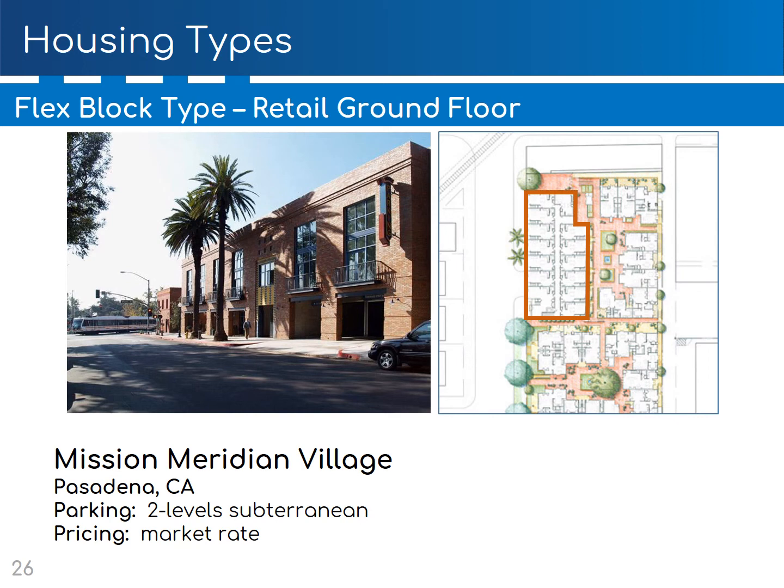Here again, we feature the Mission Meridian Village project. This project is in reality a hybrid incorporating several different housing types. Here we focus on that aspect of the project that illustrates the flex block type. The flex block type is similar to the Shopkeeper type as far as building form, but the flex block is distinguished by commercial space on the ground floor that spans all or part of the ground floor. At Mission Meridian Village, the flex block type is used on that portion of the project that is closest to the adjacent light rail station stop.